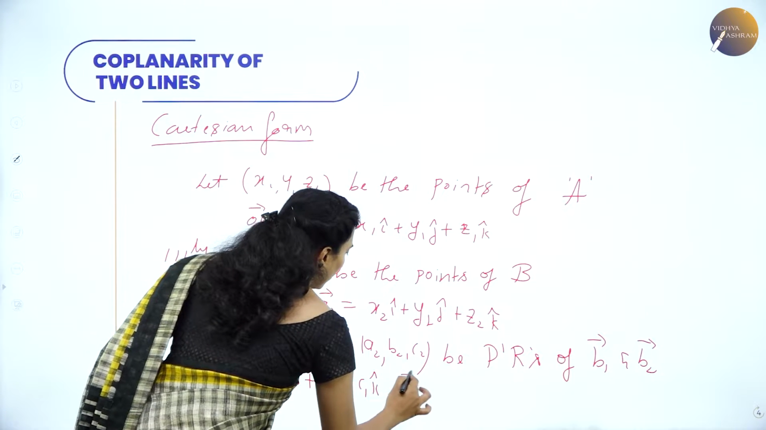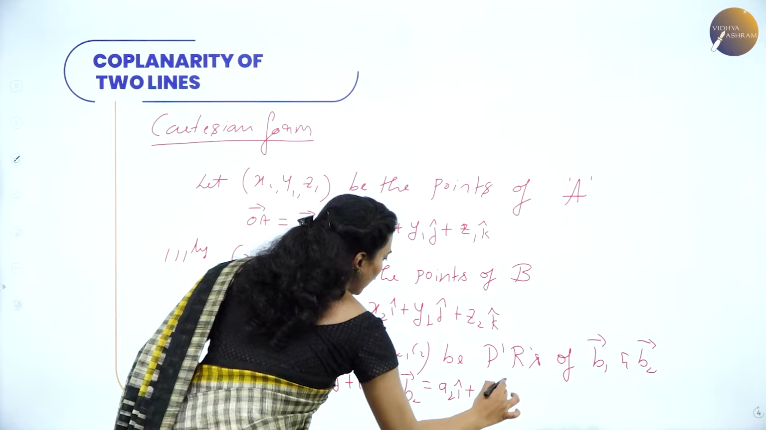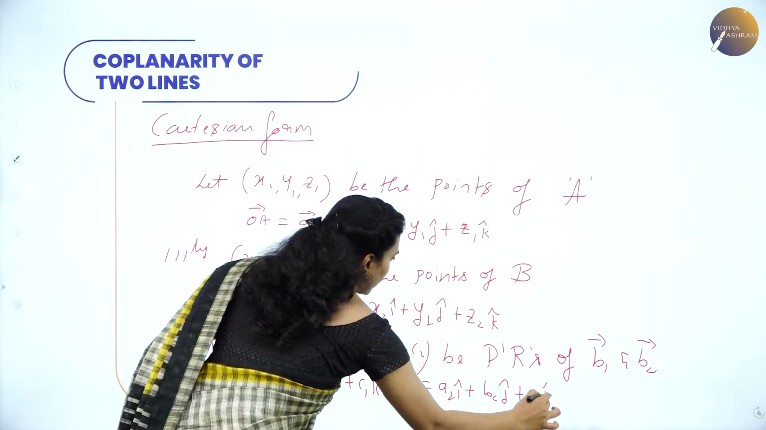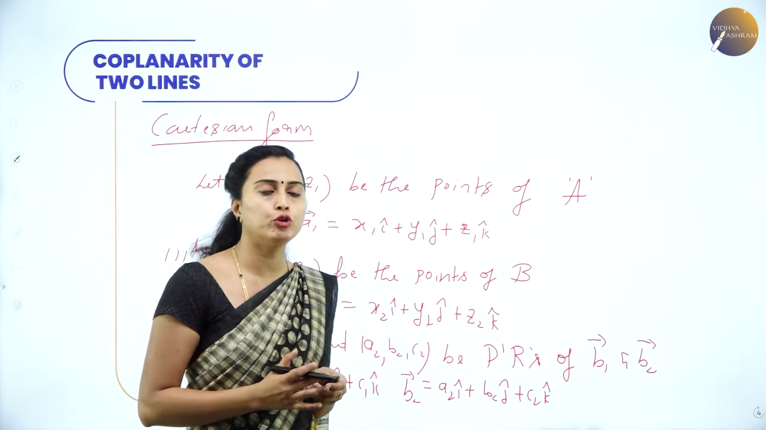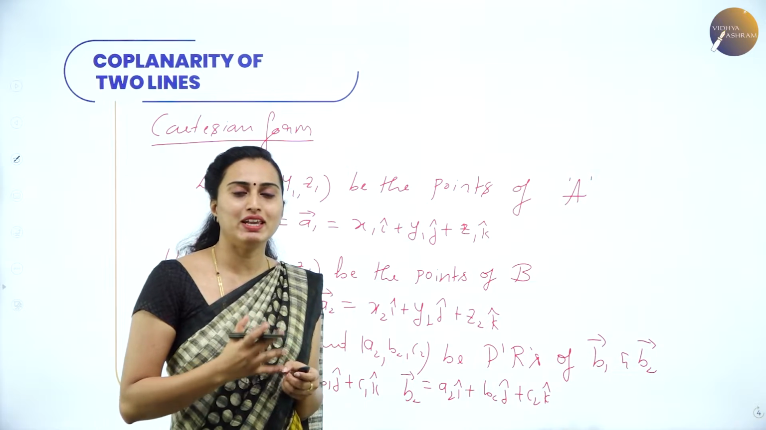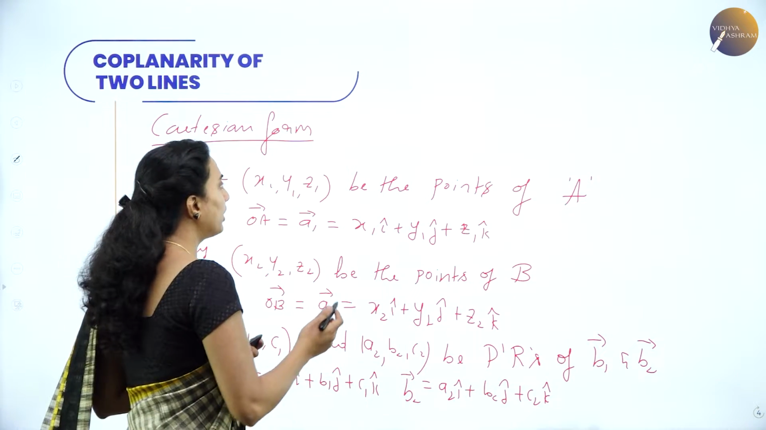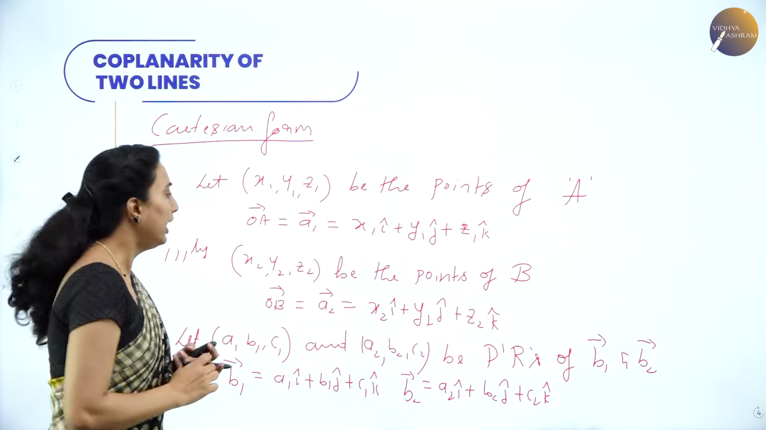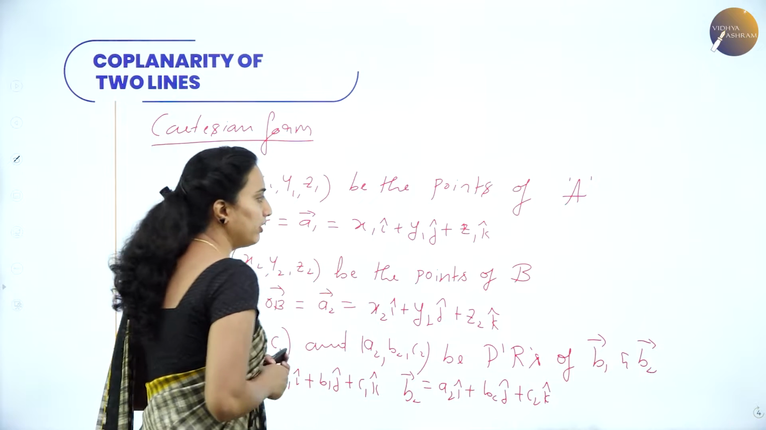Similarly, b2 vector will be equal to a2i plus b2j plus c2k. That's it. Now, what you need to do for the Cartesian form? You have to do a2 minus a1 dot b1 cross b2 equals 0. So a2 minus a1 is x2 minus x1 into i, y2 minus y1 into j.